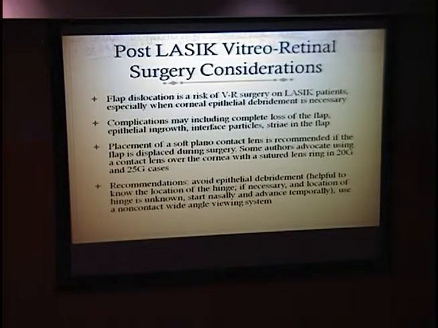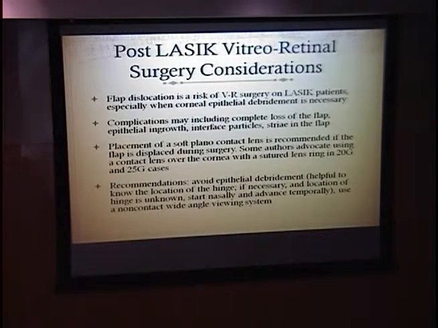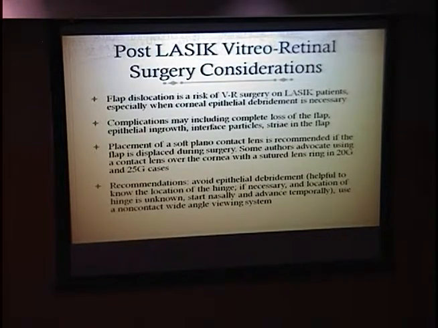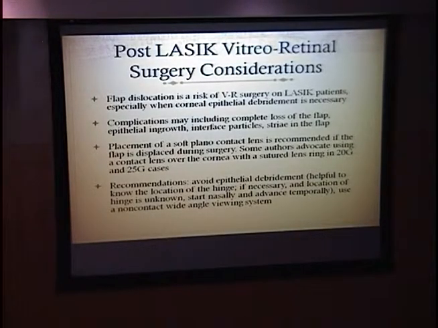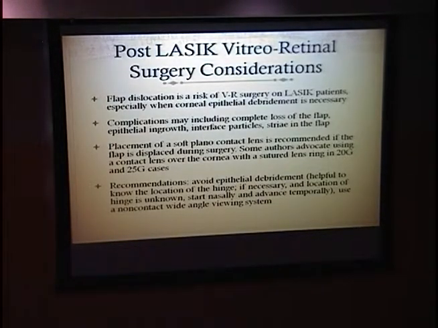doctor immediately. There's actually some authors that advocate using a contact lens over the cornea and using a sutured lens in 20 gauge or 25 gauge cases, but that's not routinely done. The recommendations overall for LASIK patients who are going to have retina surgery is to avoid epithelial debridement if at all possible. Knowing the location of the hinge before surgery is very helpful, even just knowing it just in case, because then you can direct your epithelial scrape.